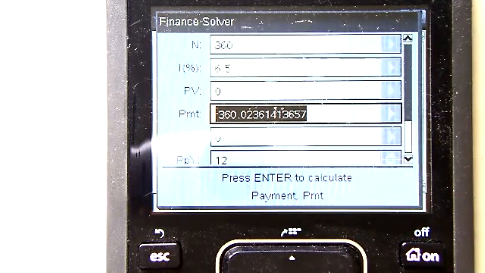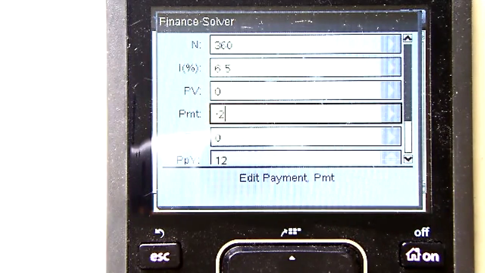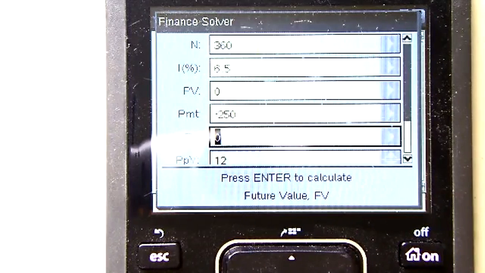Obviously, I just had a $360 a month car payment. Maybe I can't quite afford that much. Maybe I'll just say $250 a month. And what I'm interested in is the final value. I'm going to leave PPY and CPY alone at 12 and payment at the beginning of the month. It doesn't change that much if you fiddle around with the payment timing, but it's usually once a month.